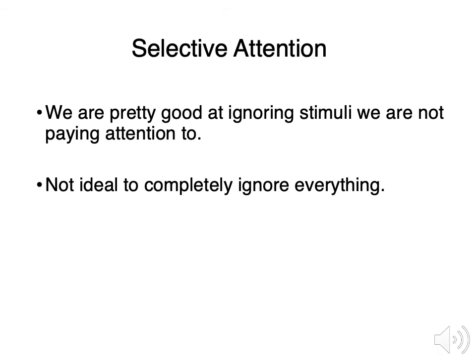So I know it says it right here, but selective attention requires you to pay attention to specific kinds of information while ignoring other ongoing information. So we're pretty good at ignoring stimuli we are not going to pay attention to. For example, if you are focused on this lecture, you may not pay attention to all of the sounds happening in your environment.